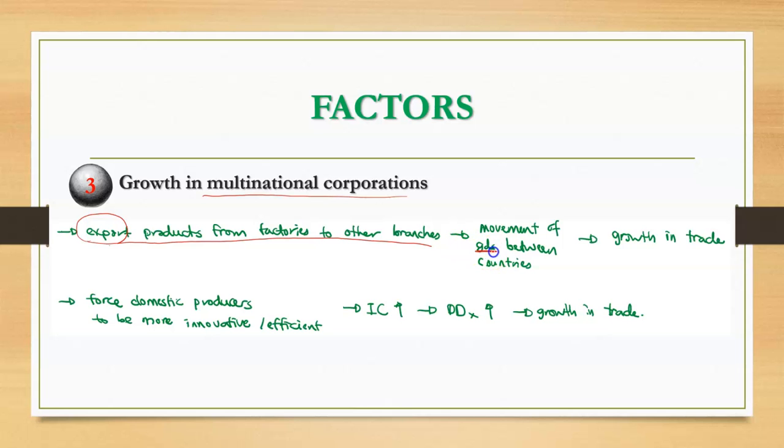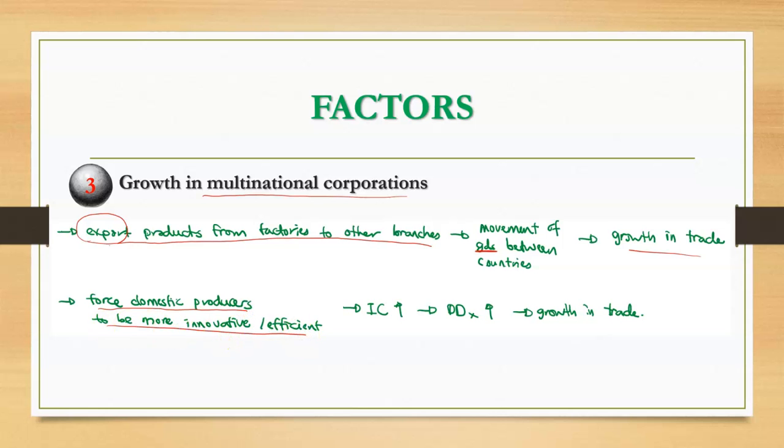So movement of goods between countries will increase. It contributes to exports from China, from the example that I gave you, and then imports to other Asian countries. Now, multinational companies also force domestic producers to be more innovative and efficient.